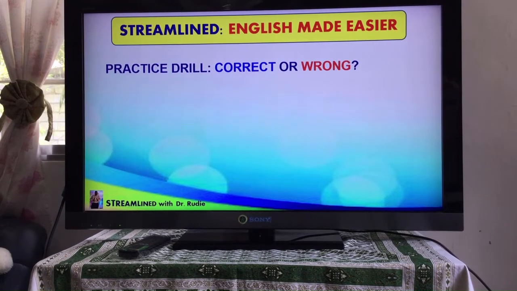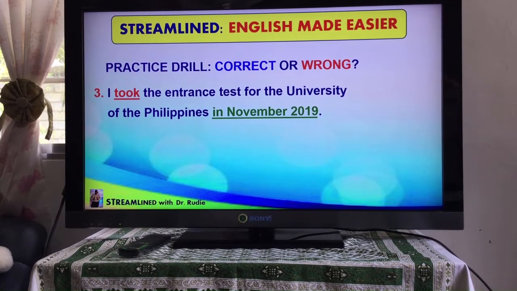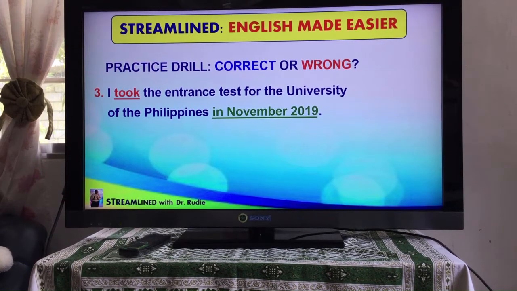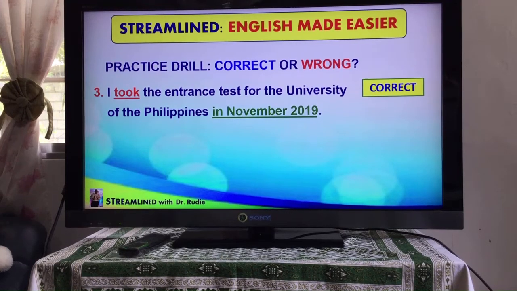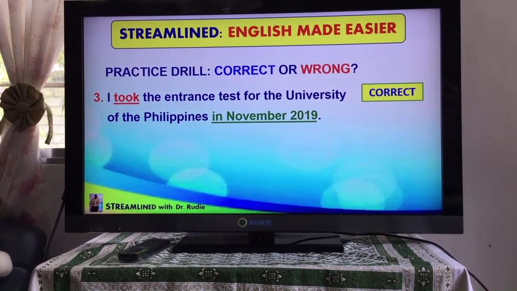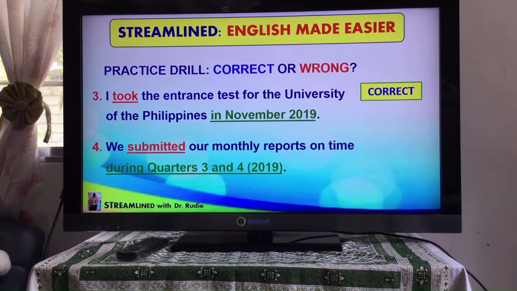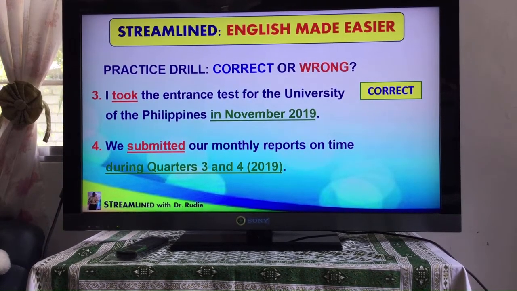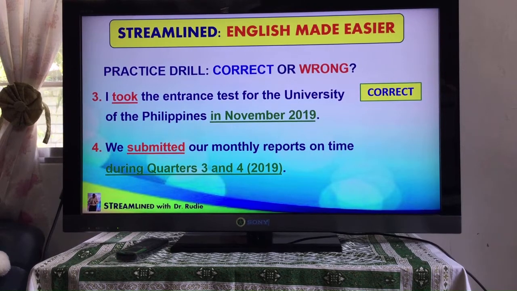Let's move on to question number 3. I took the entrance test for the University of the Philippines in November 2019. What do you think? Is this correct or wrong? The verb is took. The exact time in the past, in November 2019. This is correct. Number 4. We submitted our monthly reports on time during quarters 3 and 4 of 2019. Is this correct? Yes, it is correct.